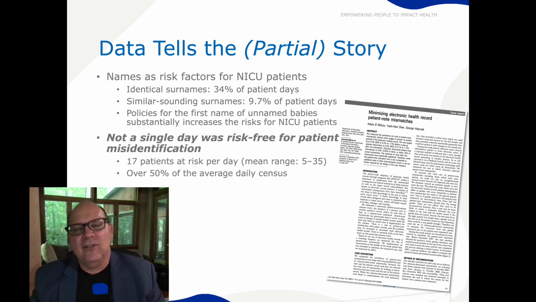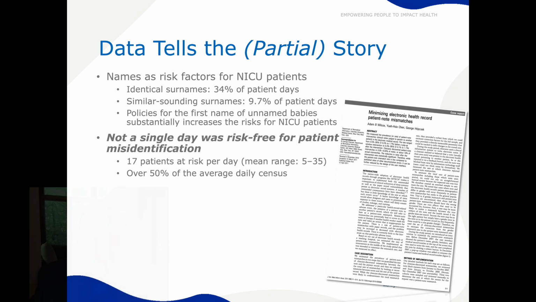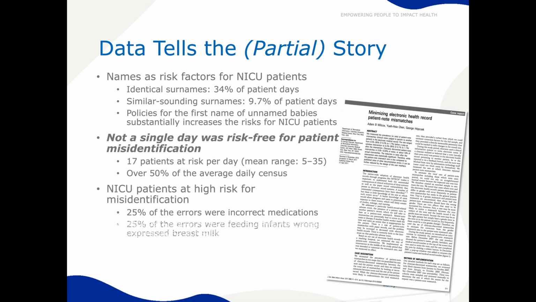There was not a single risk-free day for patient misidentification in a NICU study that showed there were 17 patients at risk each day, which is over 50% of their average daily census. And because of this risk of misidentification, 25% of the patients received incorrect medications or medication levels. And also 25% had feeding errors because they got the wrong expressed breast milk from the wrong mother.